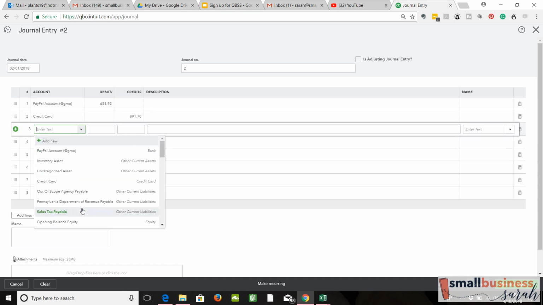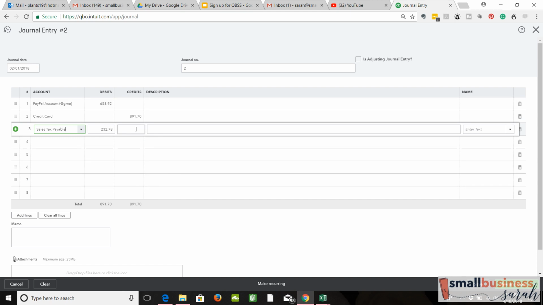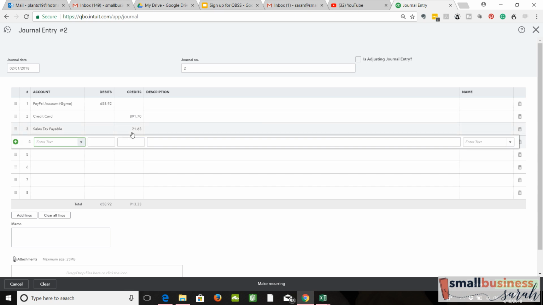Next, let's do sales tax payable. See, they're trying to help us. That's okay. We don't quite need their help right now. And I had collected $21.63 in sales tax that I had not remitted yet. That goes in the credit column. So let me review this one more time. The amounts will be yours, but the column that you put them in is key.